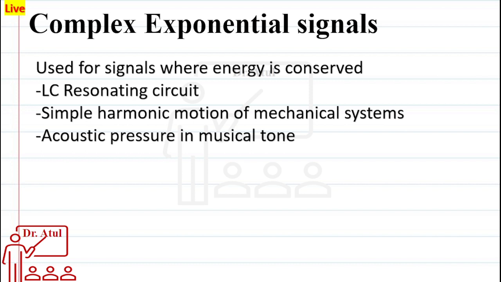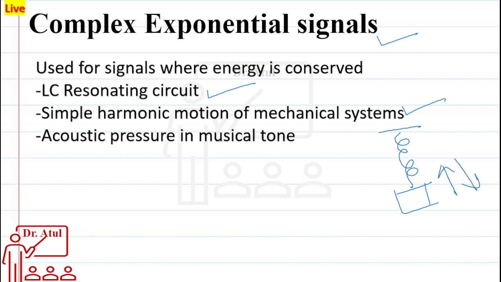The special representation of sinusoids is the complex exponential signal, which has both sine and cosine together in one signal. These are very useful for representing AC electric currents, the behavior of LC resonating circuits, and harmonic motion of mechanical systems like spring loaded systems. The simple harmonic motion in these systems can be represented with the help of complex exponential signals. Acoustic pressure in musical tones and music systems is also represented with the help of these. Complex exponentials are very useful in nature.